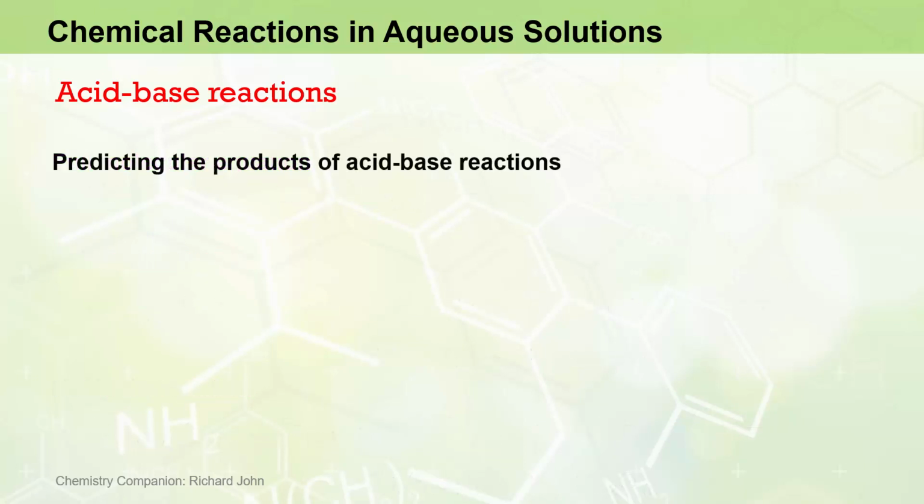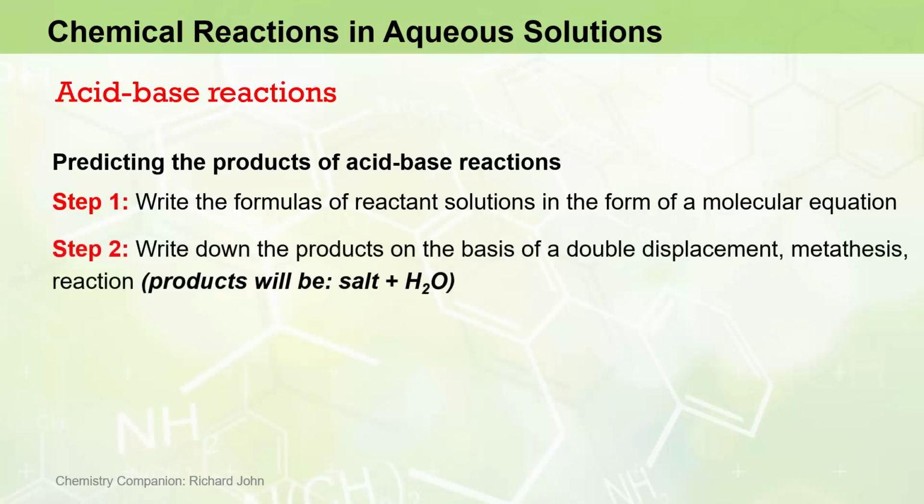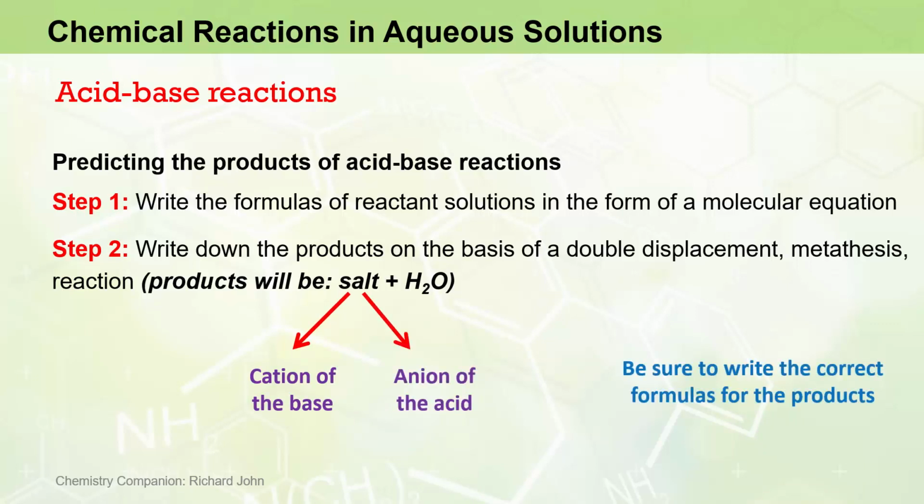So, in summary, predicting the products of acid-base reactions. Step 1. We write the formulas of the reactant solutions in the form of a full molecular equation so that we can identify the 2 solutions that have been mixed together, 1 acid, 1 base. Step 2. We write down the products of the reaction based on a double displacement metathesis reaction and the knowledge that an acid plus a base gives us a salt plus water, where the salt formed is derived from the cation of the base combined with the anion of the acid.